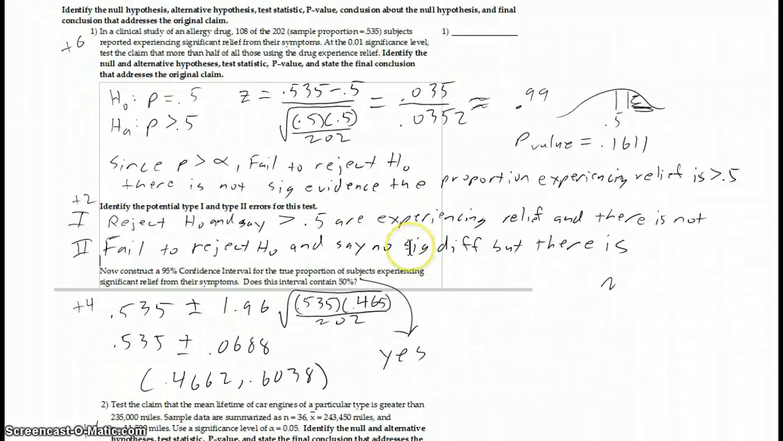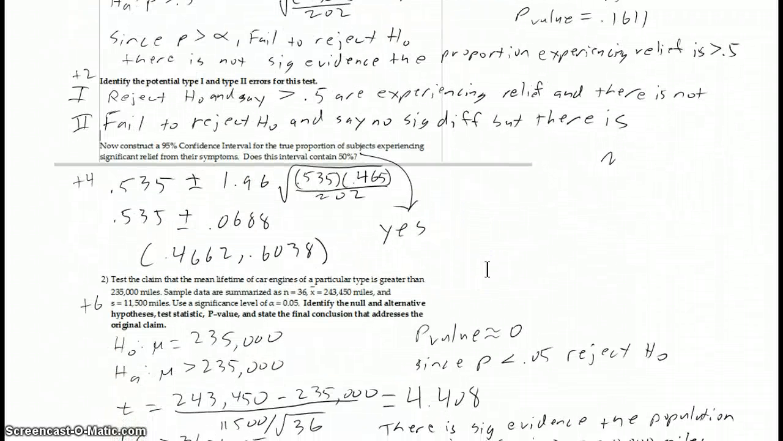And then a type 1 and type 2 error. The type 1 would be, reject the null and say, yes, it is greater than 50% are getting relief, but it's really not. And type 2 error would be, fail to reject the null and say, nope, there's not significant difference, but there really is.